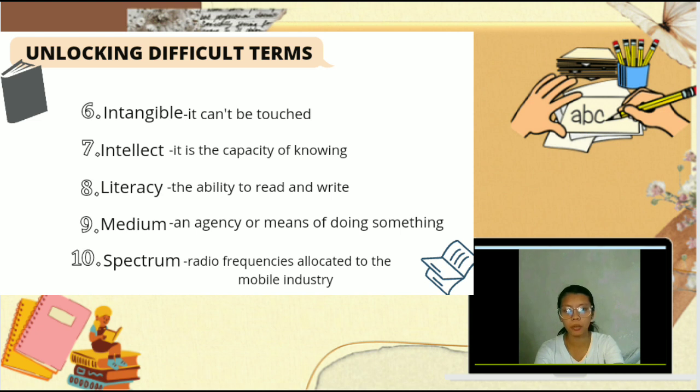Sixth, intangible, it can't be touched. Seventh, intellect, it is the capacity of knowing. Eighth, literacy, the ability to read and write. Ninth, medium, an agency or means of doing something. Tenth, spectrum, radio frequencies allocated to the mobile industry.